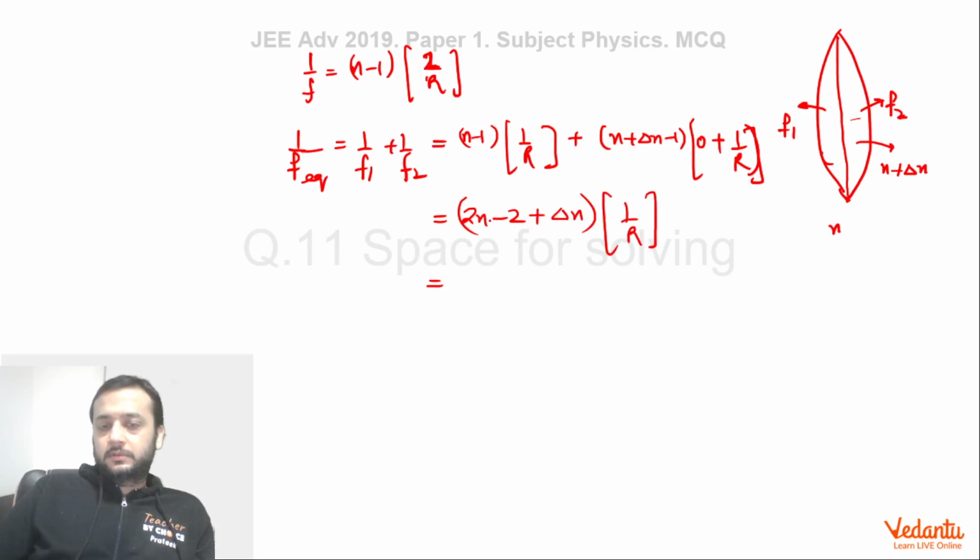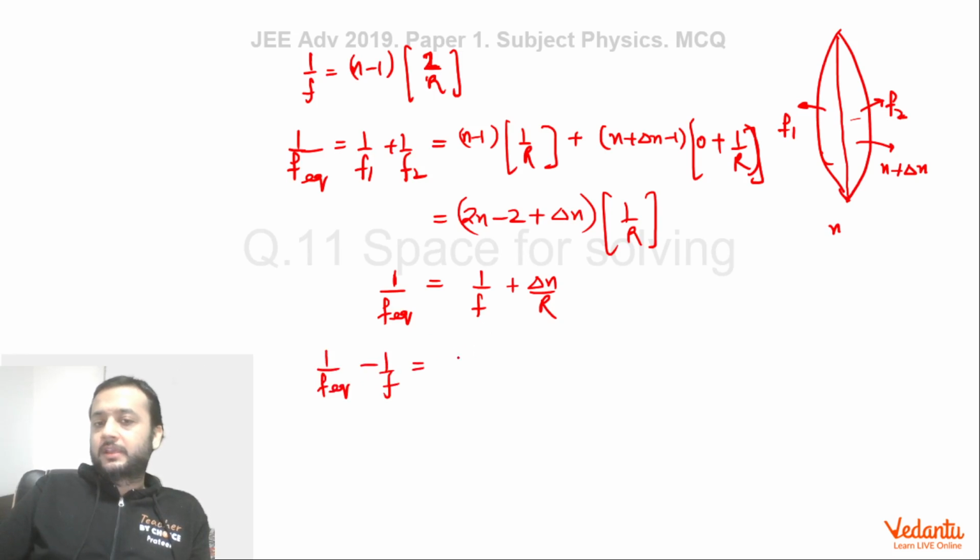Now this 2n minus 2 into 1 by r will become 1 by f. करेक्ट. ये 2 इसके साथ मल्टीप्लाई हो जाएगा तो n minus 1 into 2 by r will become 1 by f. So this will become 1 by f, and we will be left with delta n by r. This is actually 1 upon f equivalent, right? Now if we manipulate this, 1 upon f equivalent minus 1 upon f is equals to delta n by r.